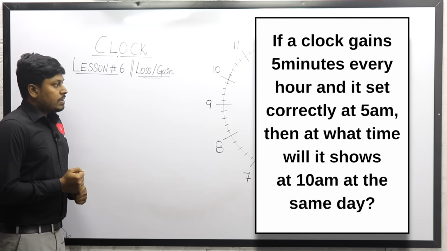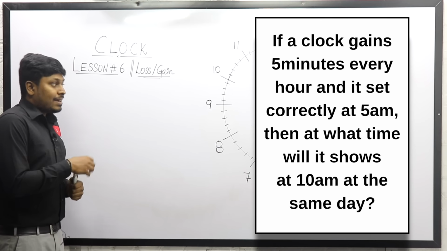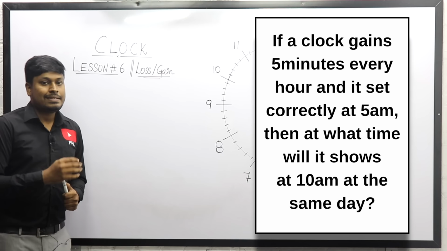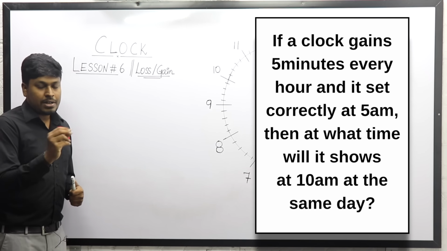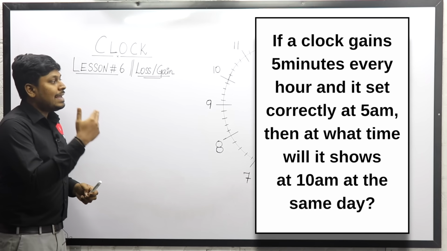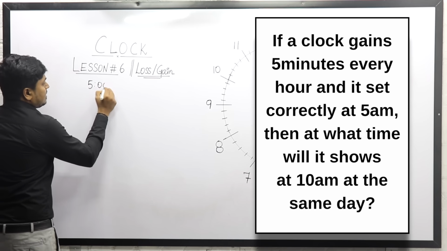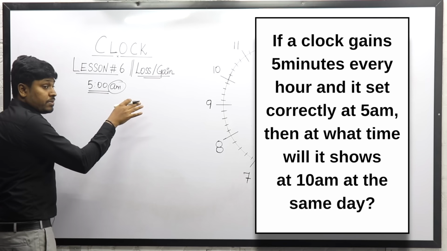Question number 2. If a clock gains 5 minutes every hour and it is set correctly at 5 a.m., then what time will it show at 10 a.m. on the same day? Here the clock is set correctly at 5 a.m. and for every hour the clock is gaining 5 minutes. Remember that AM and PM play a major role in these types of questions.